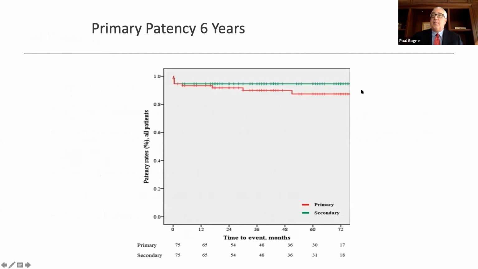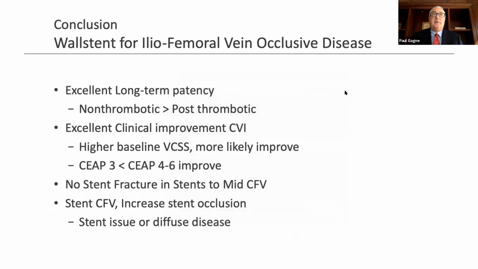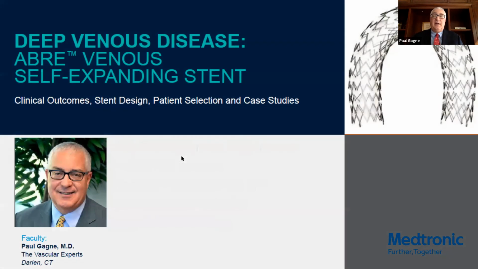And this was our primary patency. Here, it was approximately 80%. And what we saw for that entire cohort was that our non-thrombotics, not surprisingly, did better than our post-thrombotics, and the breakdown of patency is similar to what we've seen in the nitinol stents. And in the same cohort, CEAP 3 through CEAP 6, we saw a reduction in the CEAP scores, and the VCSS scores dropped as well, much like in the nitinol stent studies. So I think the Wallstent has a role to play, and that'll be determined over time.